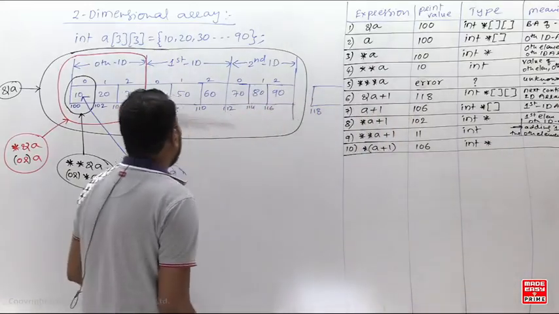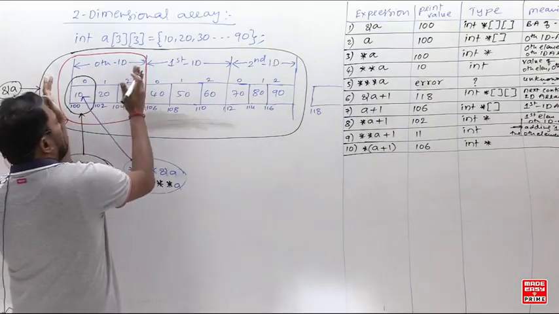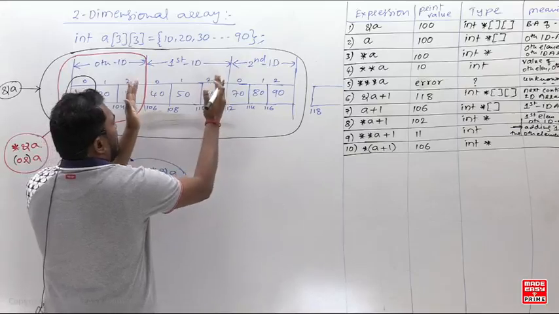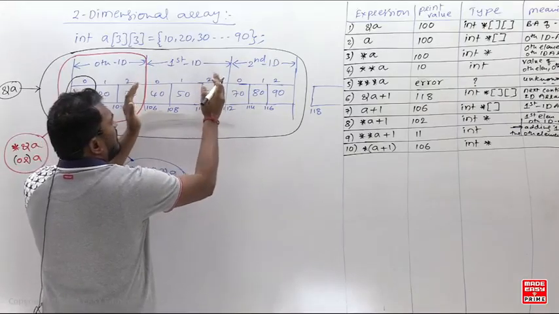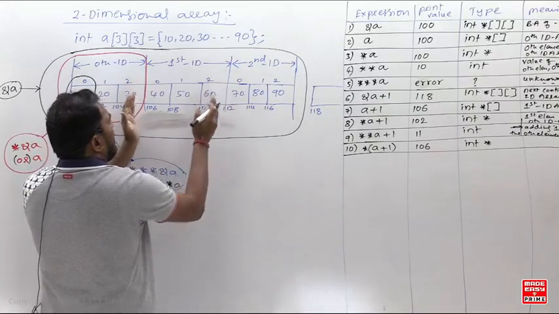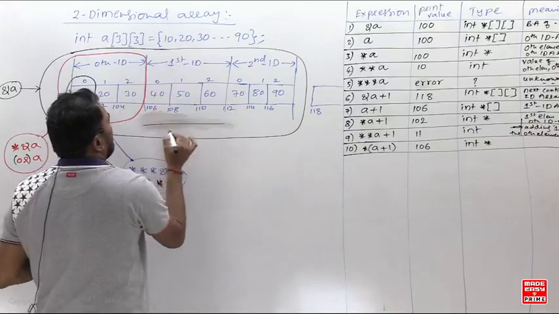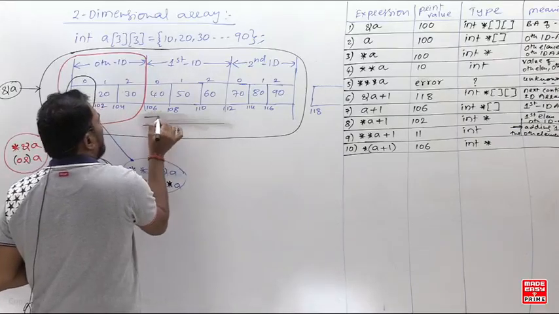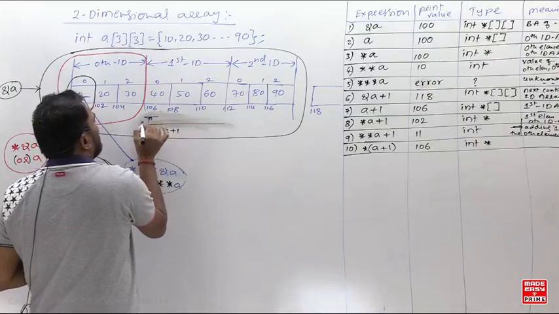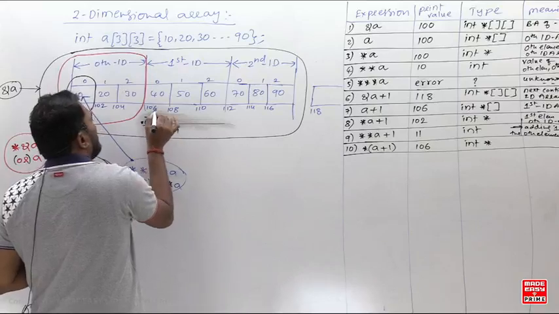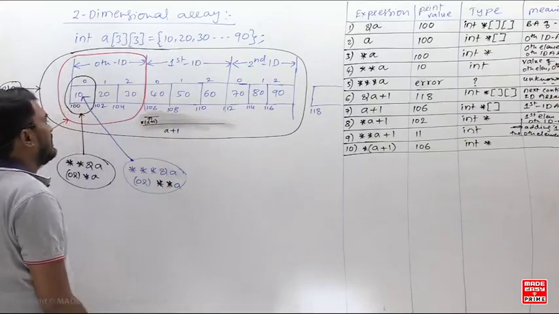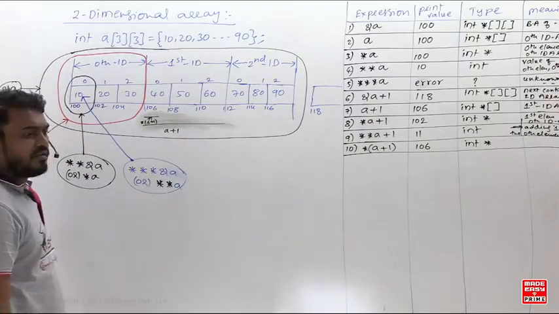Type is int star. A means this one, a plus 1 means this one. A plus 1 was pointing to the first 1D array; now with star it points to the element. So a plus 1 means this one, and applying star gives this one. That's it. So star a plus 1 means it is pointing to an element. Is the point clear for everyone?